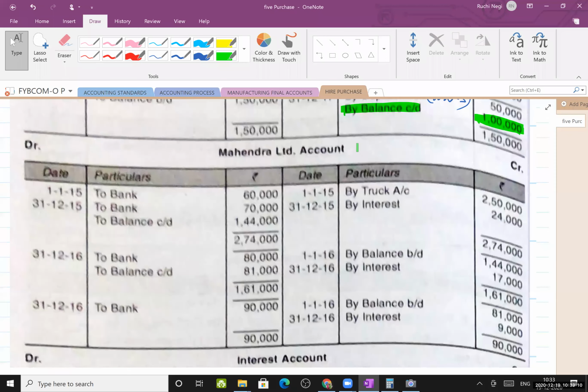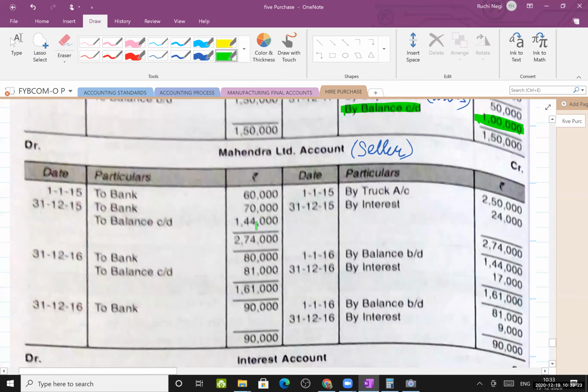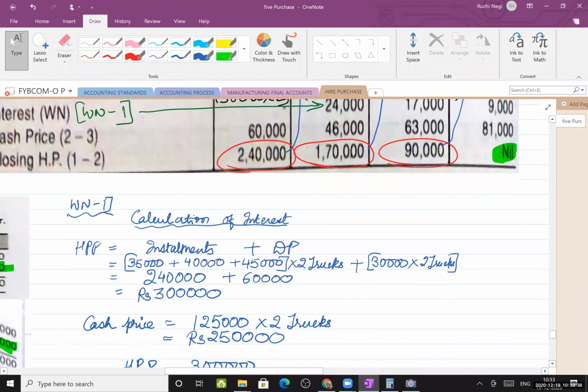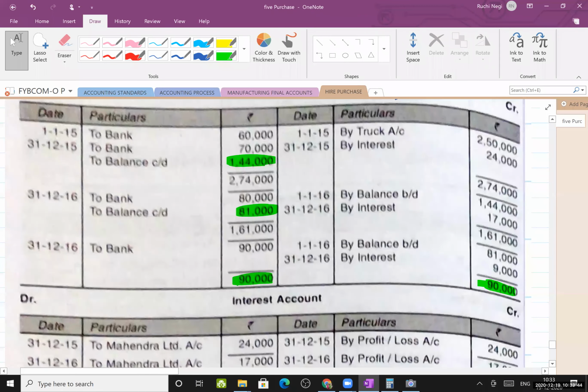Then seller account. सेलर का अकाउंट ये रहा. वेंडर, सेलर इज वेंडर. So in the vendor account the balance will be there and last year will tally. Obviously last year tally होगा क्योंकि nil है ना. You can cross check. 1,44, 81 and 90.